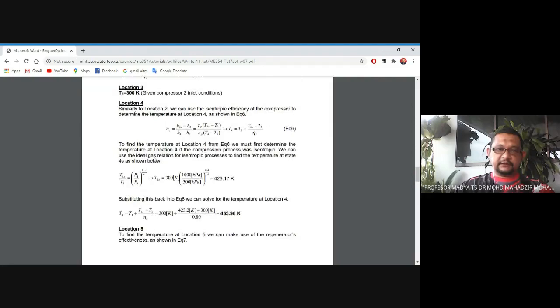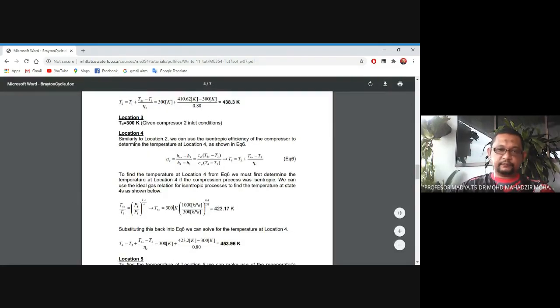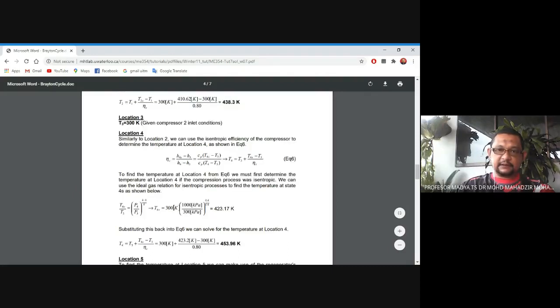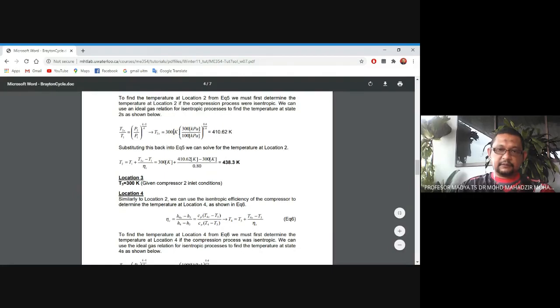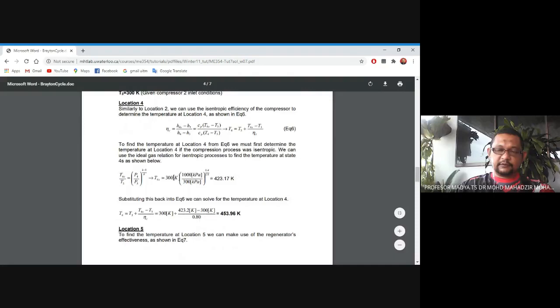Okay, T3 is given. For T4, we use the same approach as we discussed previously. Then from equation number 6, same as what we have discussed earlier, you will get the answer for T4.